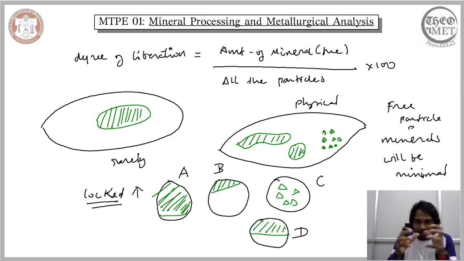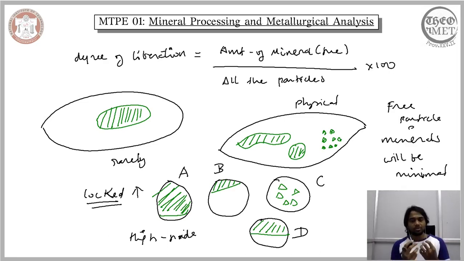Now, when you have a distinction of locked particles such as this, based on the amount of minerals present in these fragments, or the locked particles, we will be able to grade them. Meaning, when you have a huge portion of minerals in the locked particles, such as in the case of type A, we can refer to them as high grade particles and treat them similar to the free particles that comprise exclusively of our desired mineral.